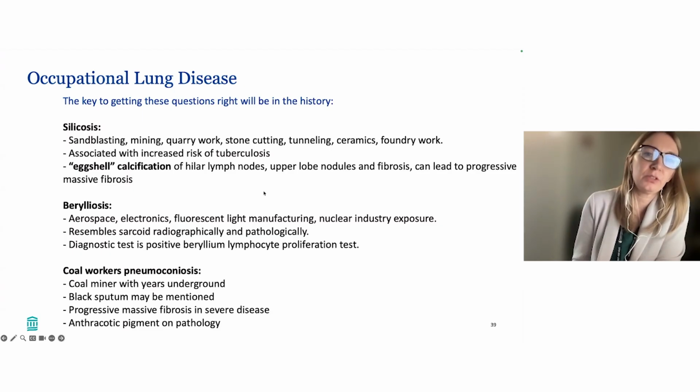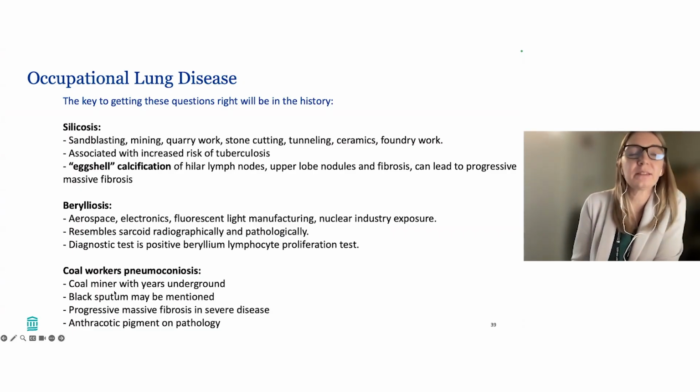The second occupational lung disease to know is berylliosis, which I mentioned before. It is found in people who work in aerospace, electronics, or fluorescent light manufacturing, or in the nuclear industry. It resembles sarcoid both radiographically and pathologically, and is sometimes hard to differentiate, but the diagnostic test is a positive beryllium lymphocyte proliferation test.